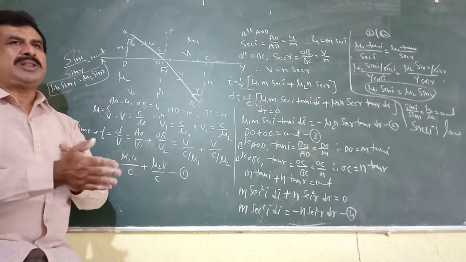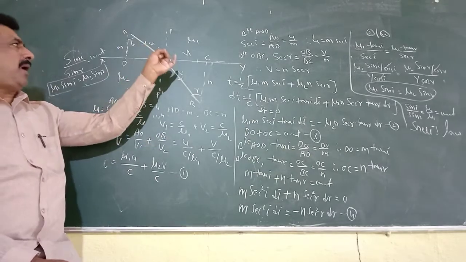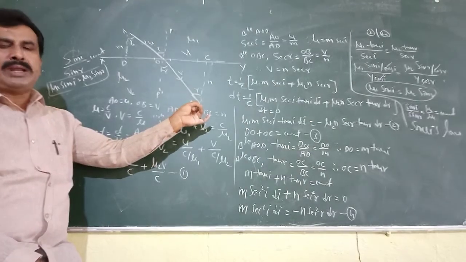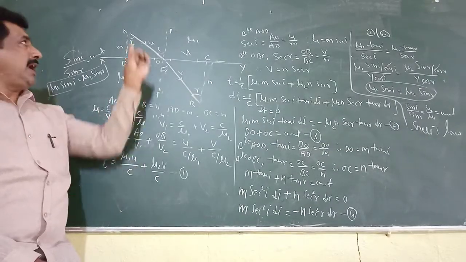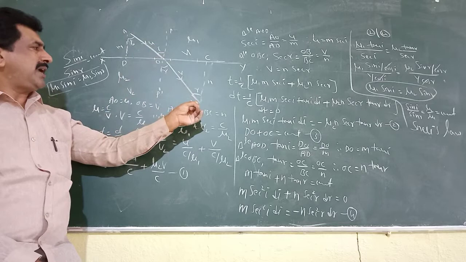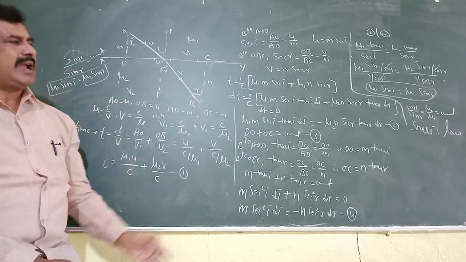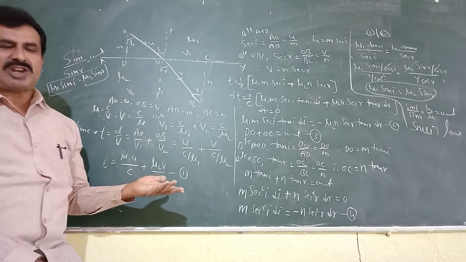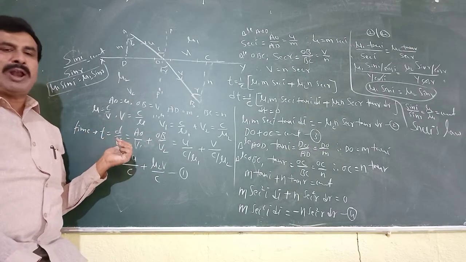Now we can determine the time taken for light to travel along the path A to O and O to B, that is along the path AOB. Here we need the time taken by light to travel from A to O and from O to B. Velocity is equal to distance divided by time taken, then time taken is equal to distance divided by velocity.